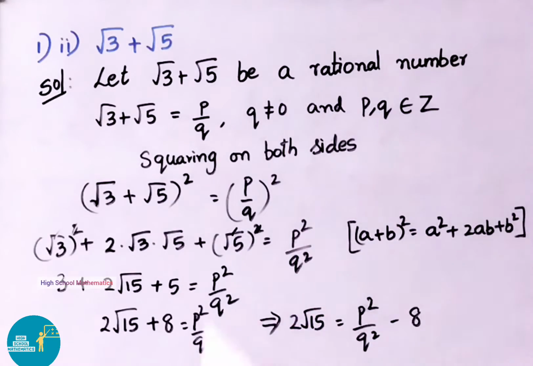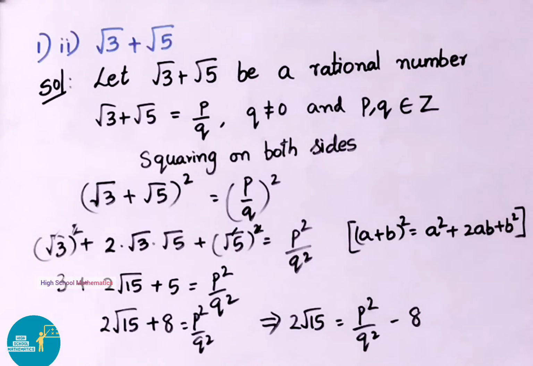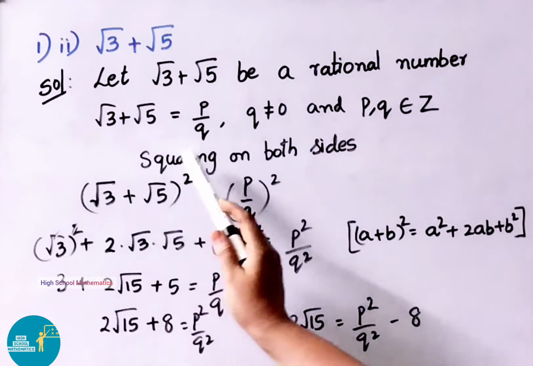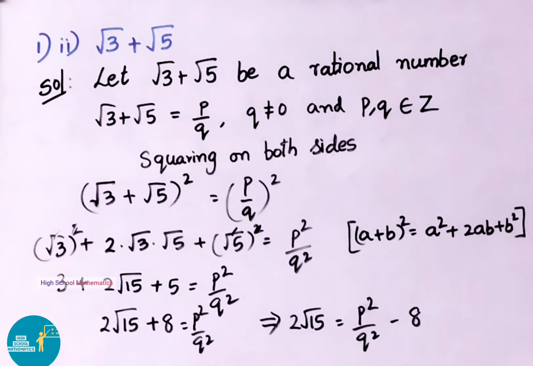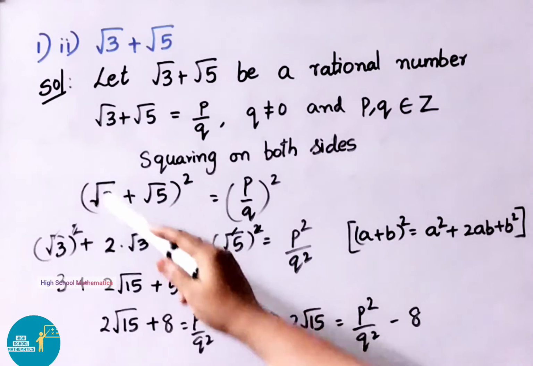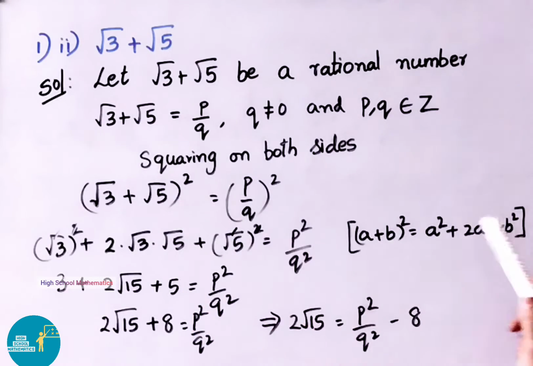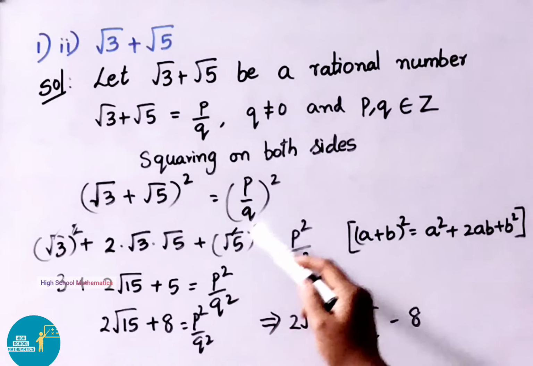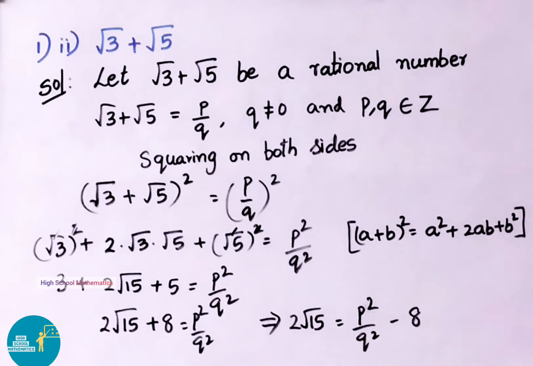square. Now this part is looking like A plus B whole square. So let us expand that: A square plus 2AB plus B square. That means square root of 3 whole square, just like A square, plus 2AB means 2 into A value square root of 3 into B value square root of 5, plus B square means root 5 whole square, equals P square by Q square.